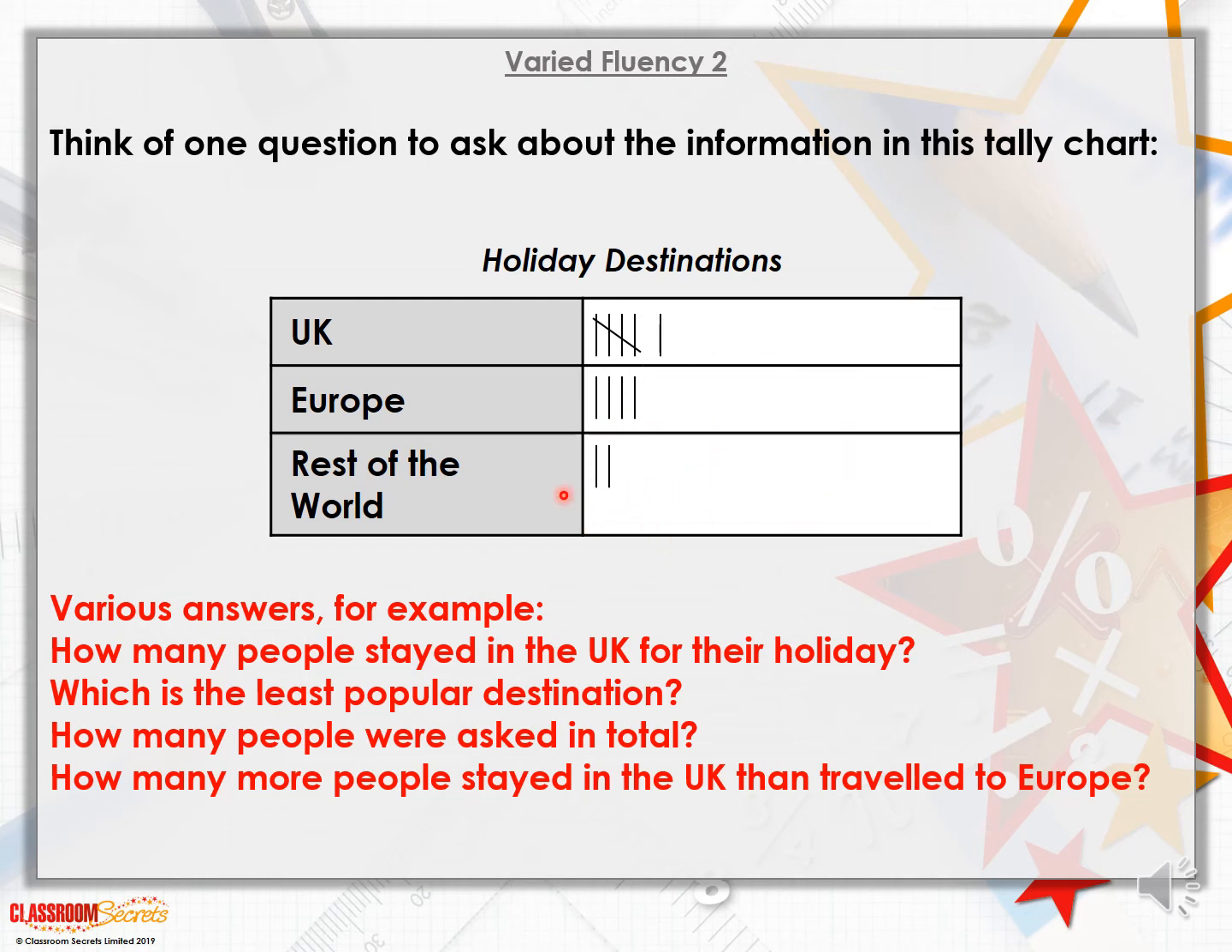And how many more people stayed in the UK than travelled to Europe? I'd have to work out the difference. So for Europe, there was 4, and in the UK, there was 6. And remember, you do 6, take away 4, that'll give you the difference. So that was 2. And you can always use the inverse. How do I get from 4 to 6? Well, I can add 2. So it's the same either way. So well done if you got that. We'll move on.